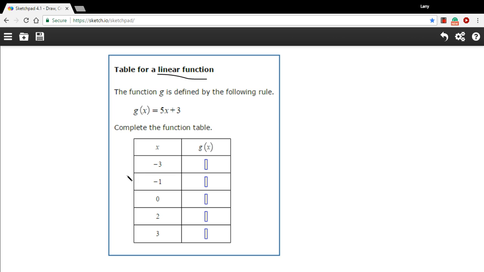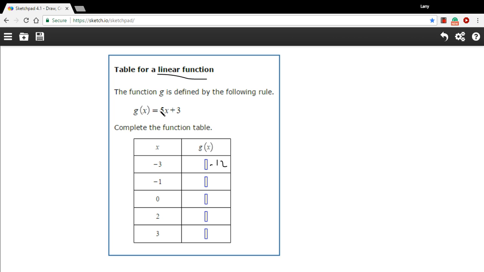To complete a function table here, and this is something you might do if you were getting ready to graph it, so you had some points, x, and you can think of this as like the y. To complete this table, all you have to do is take the x value and plug it in for x here on the right-hand side of the equation. So take a negative 3, multiply it by 5, that'd be negative 15, and then add 3 to it, you'd get negative 12. So that's our first value for g of x.